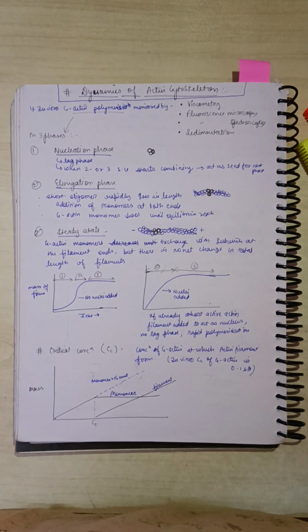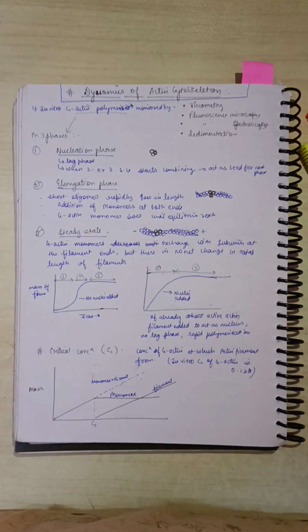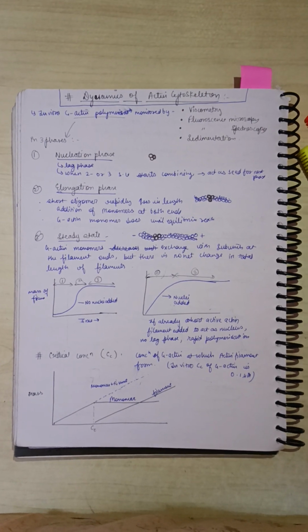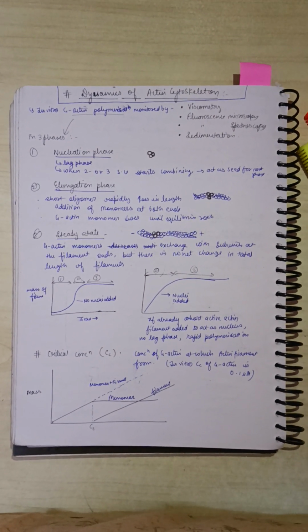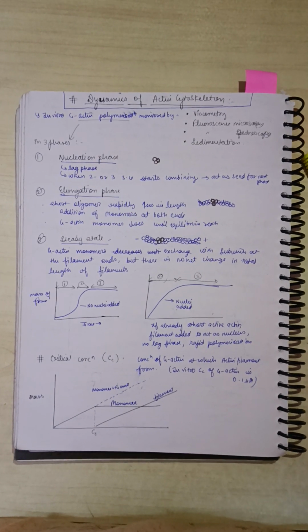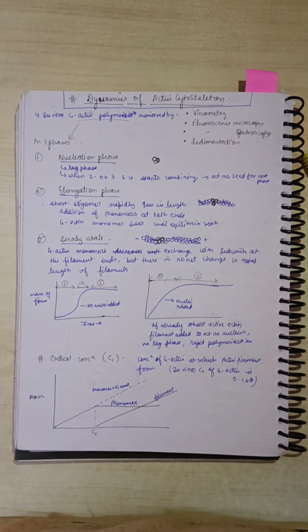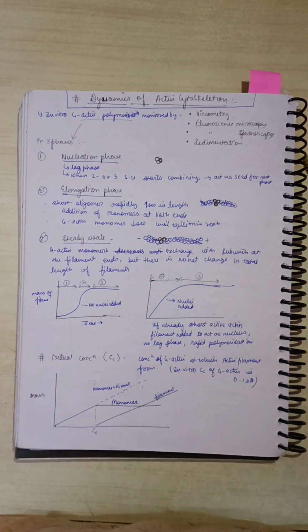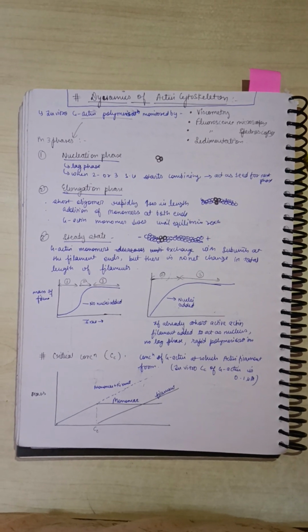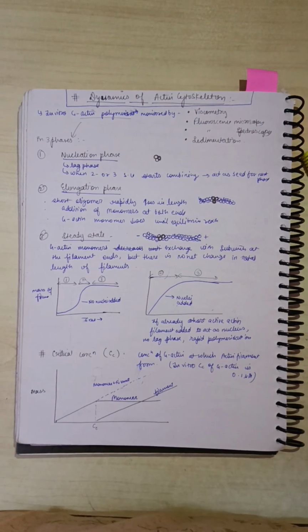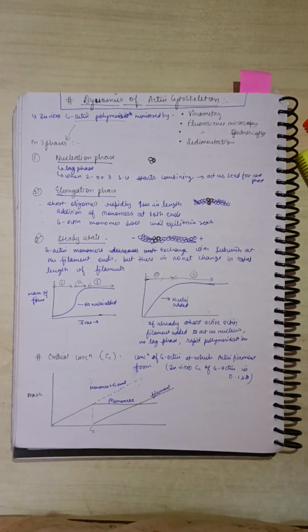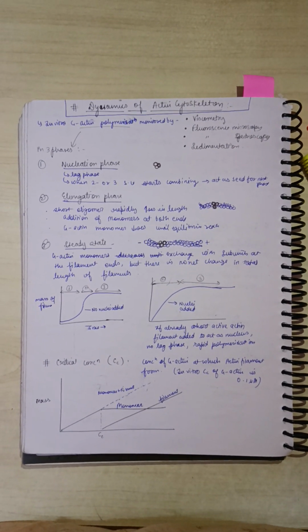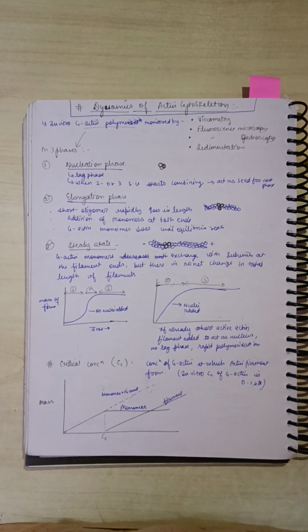elongation phase. In this phase, the short oligomer rapidly increases in length from the nucleus which formed in the very first phase. Okay, so there is addition of more and more monomers at both ends, the positive end and the negative end. And the important thing is that the polymerization, or addition of monomers, happens more rapidly at the positive end. Okay, then the third point is that G actin monomers decrease until they reach equilibrium.